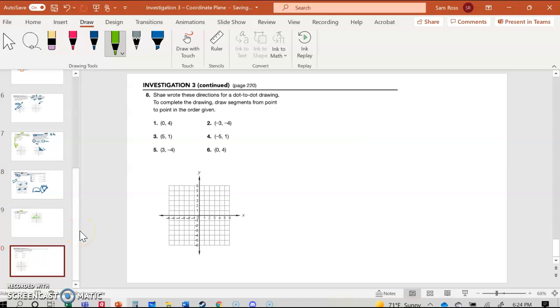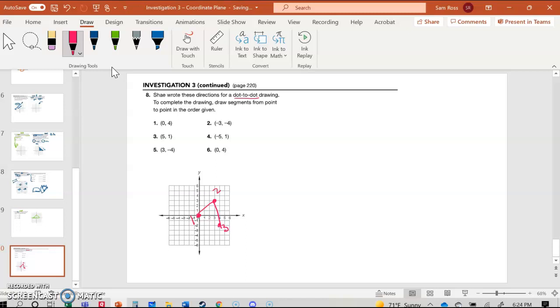Okay, and then the last thing, it says Shay wrote these directions for a dot to dot drawing. To complete the drawing, draw the segments from point to point in order. So what you're going to do is you're going to find this point. So let's pretend this is 1, it's not. And then point number 2, you're going to draw a line. And then point number 3, whatever it is, you're going to draw a line.